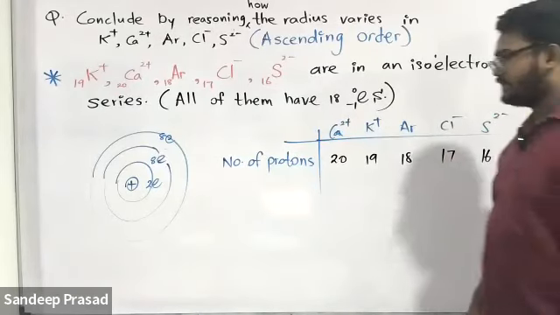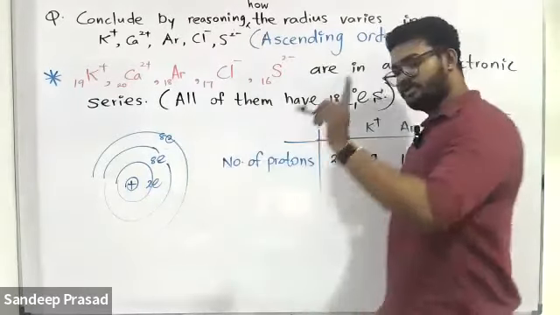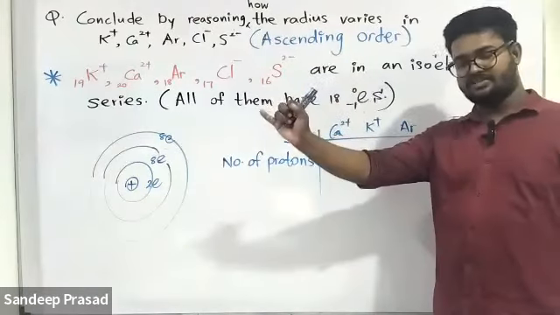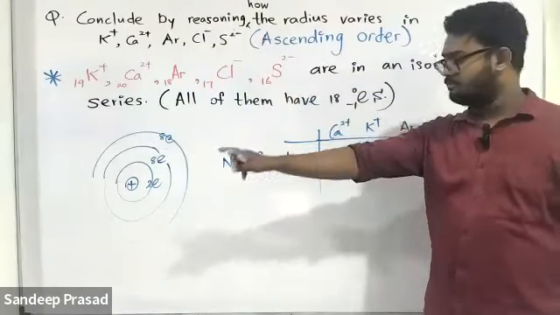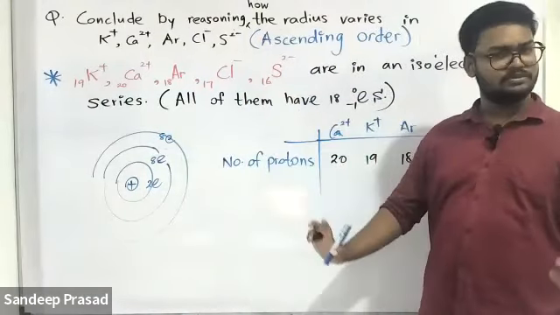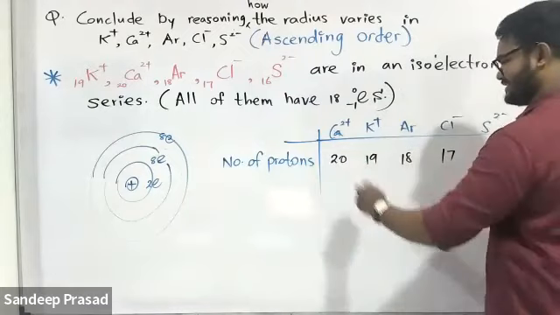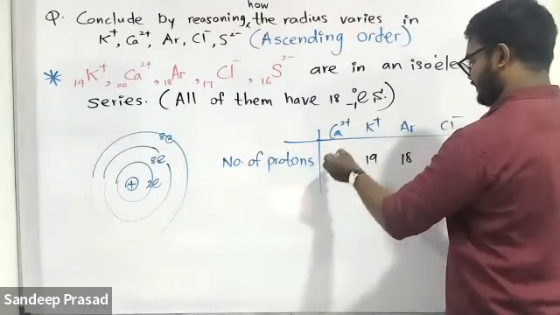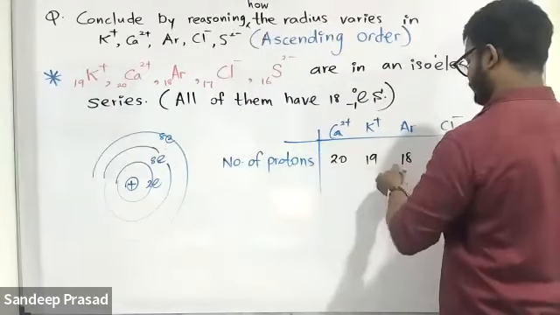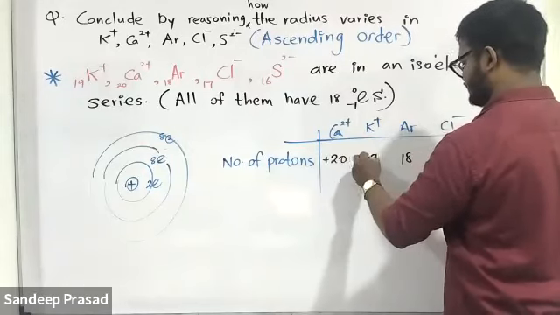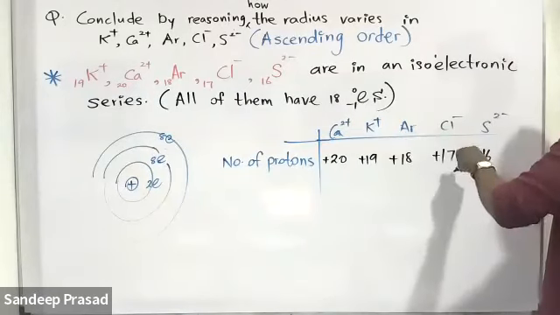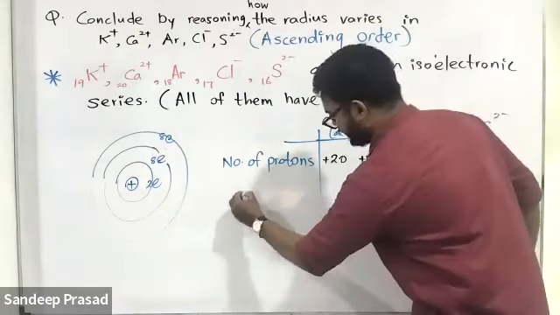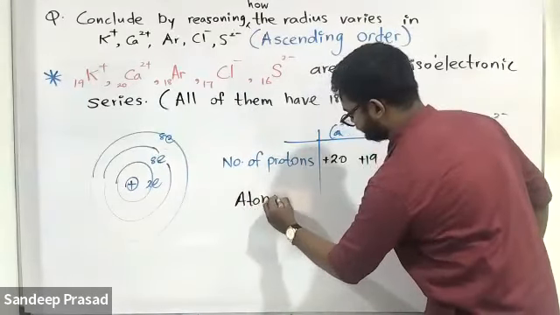I told you that when you compare the radius, only two factors are affecting: shielding effect and the nuclear charge. Shielding effect is not changing because number of electrons are similar, constant. So we can say that nuclear charge, these are the nuclear charge. If the number of protons are this, nuclear charge also same thing, plus 20, plus 19, plus 18, plus 17, and plus 16.